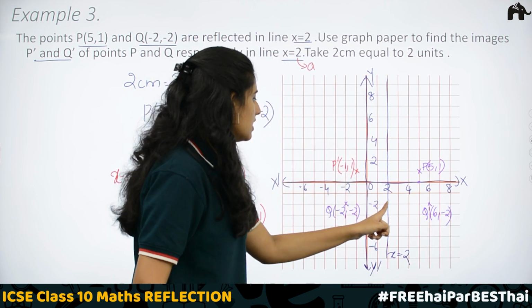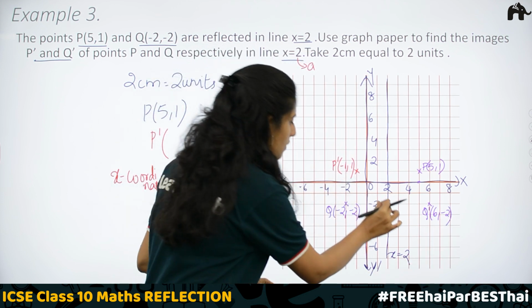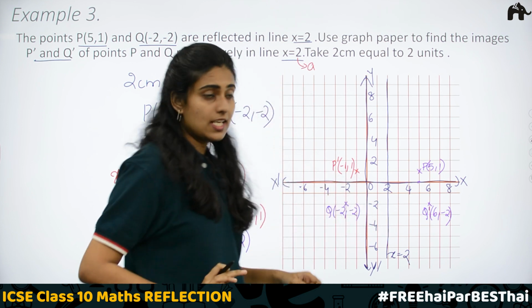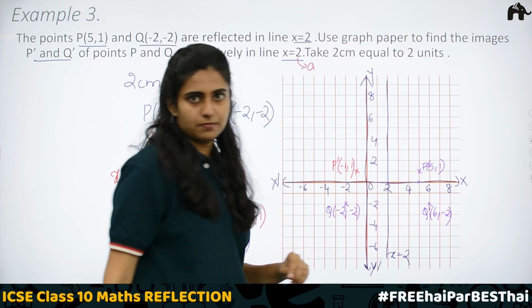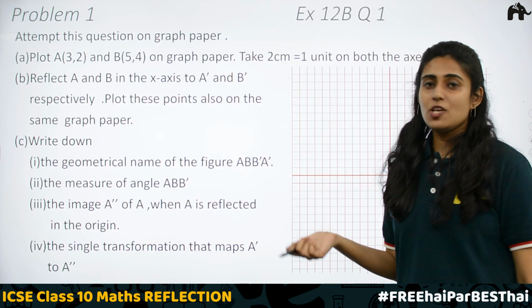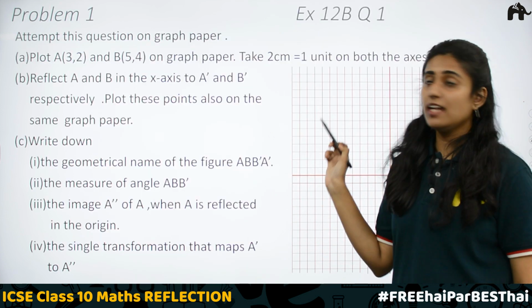From the mirror line, the point is at a distance of 1, 2, 3, 4 units, and the image is also at a distance of 1, 2, 3, 4 units. Clear? Let us now solve more problems from exercise 12B.